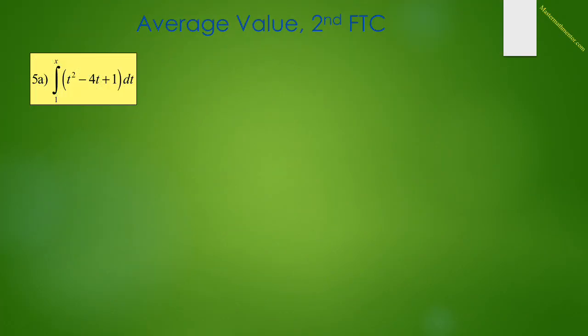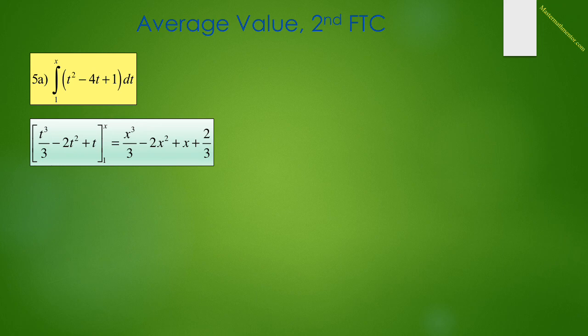In question 5a, suppose you were asked to take the integral from 1 to x of t squared minus 4t plus 1 dt. This presents no problem. We integrate the expression with respect to t and get t cubed over 3 minus 2t squared plus t evaluated from 1 to x. That gives us x cubed over 3 minus 2x squared plus x, minus the quantity 1/3 minus 2 plus 1, and that is 2/3. So our answer is x cubed over 3 minus 2x squared plus x plus 2/3.